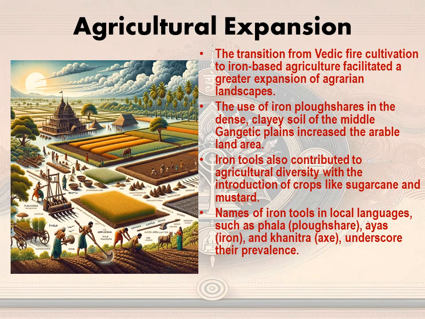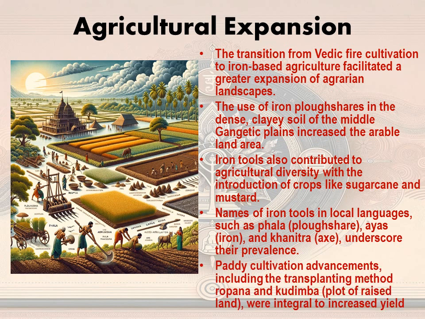Names of iron tools in local languages are phala, which is plowshare. Plowshare is popularly called phala even today. And iron, the name of iron is ayash. And khanitra means axe. So these are the proper terms in local languages for different kinds of iron implements.